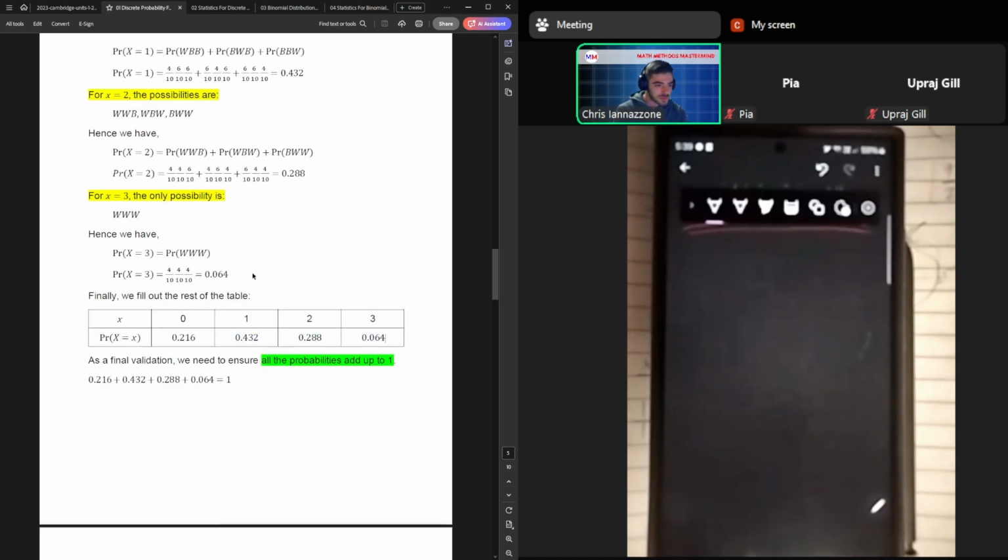At the end, you just want to make sure that all your probabilities add up to 1. That way you'll be able to check any errors you might have made. Doing that addition isn't the end of the world. It doesn't take that much time, and it gives you peace of mind that you've filled it out correctly.